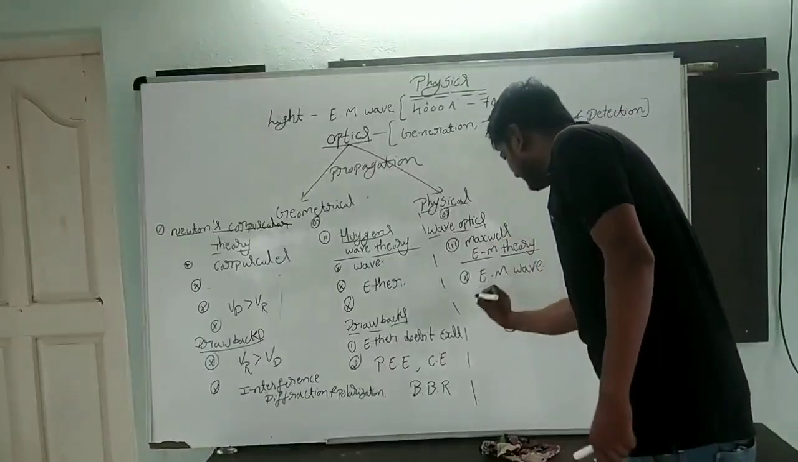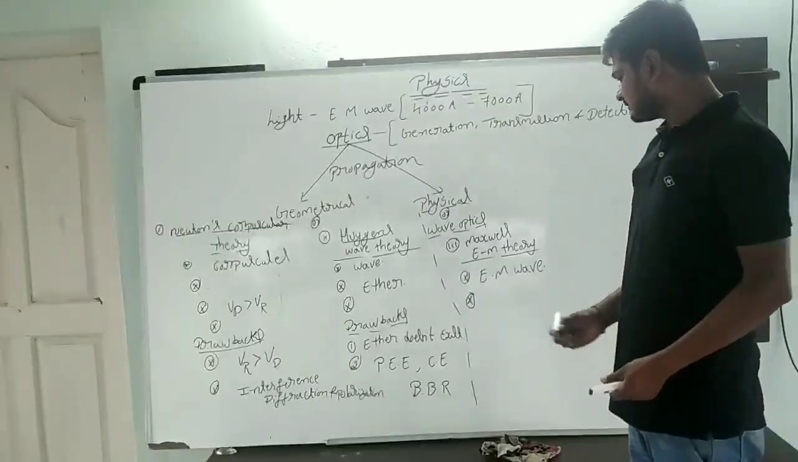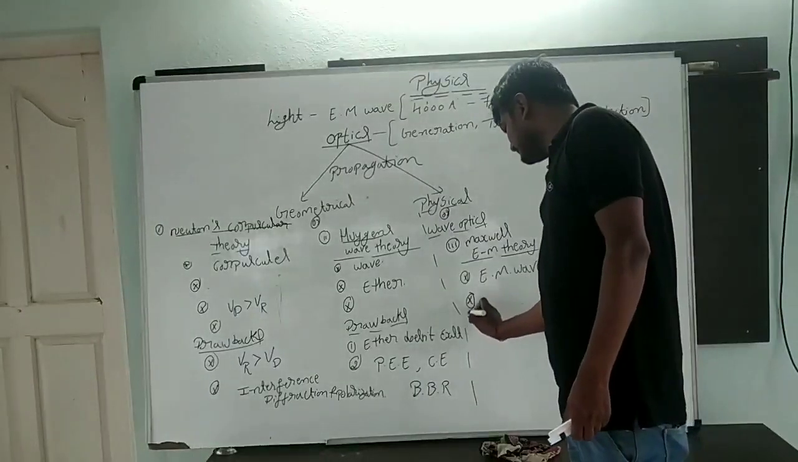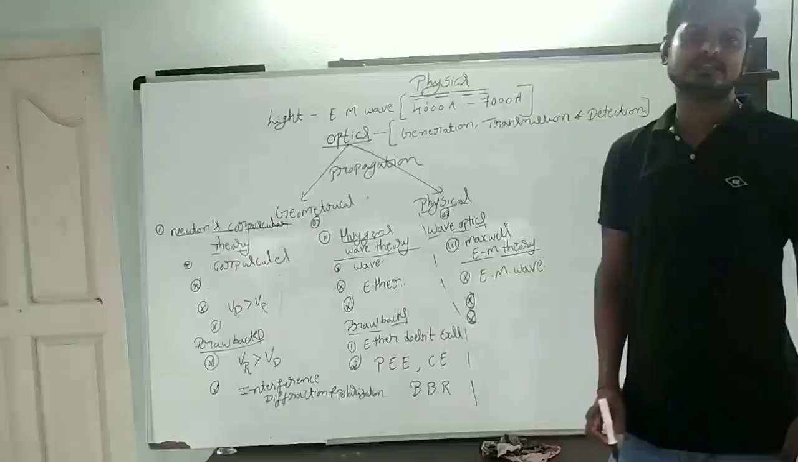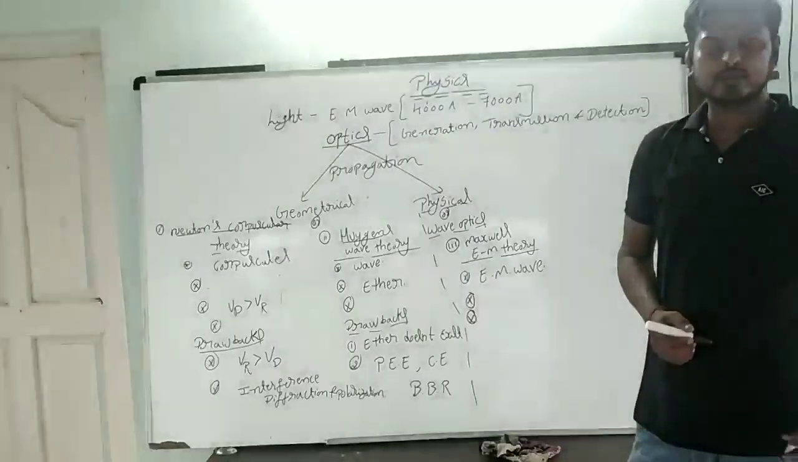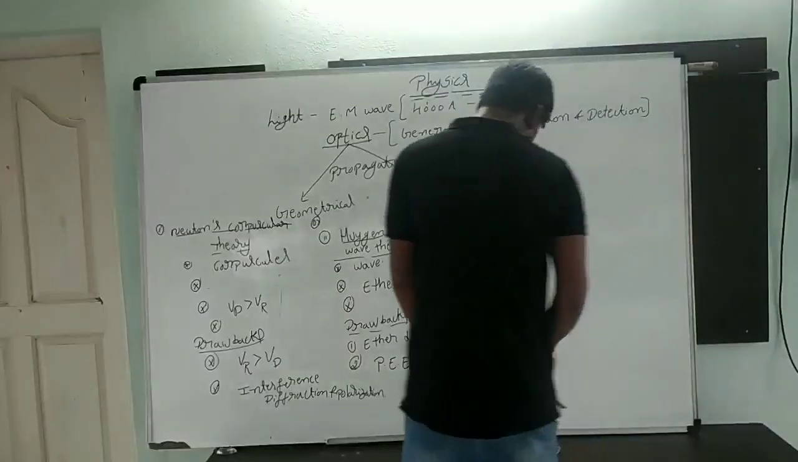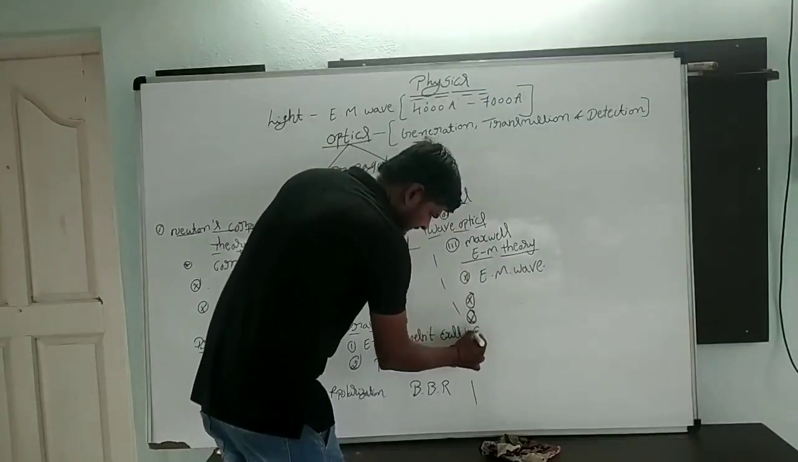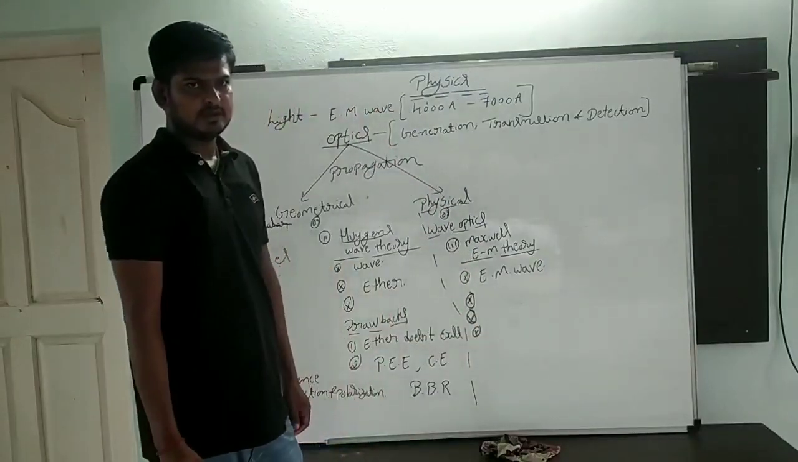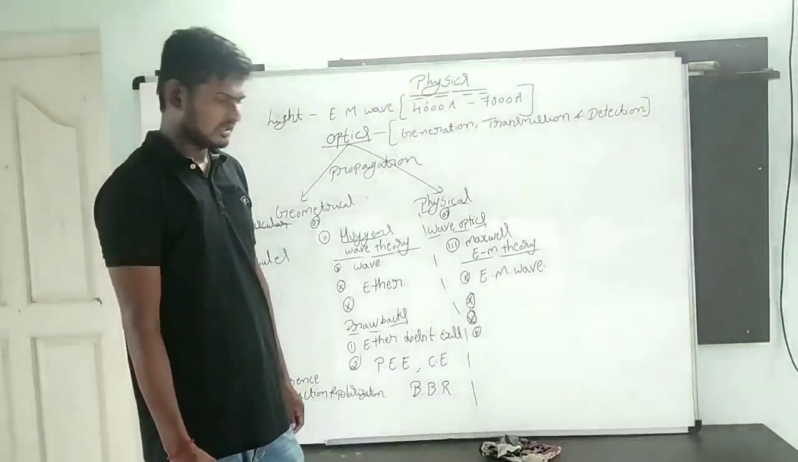Okay, this is the assumption given by Maxwell. In the same way, it is said that electromagnetic waves are emitted from accelerating charges. It also explains interference, reflection, refraction, diffraction and all.